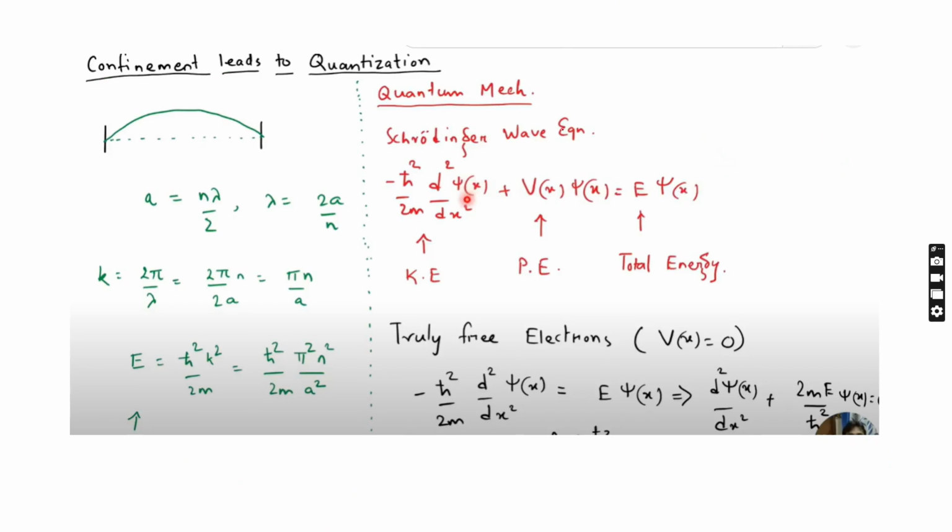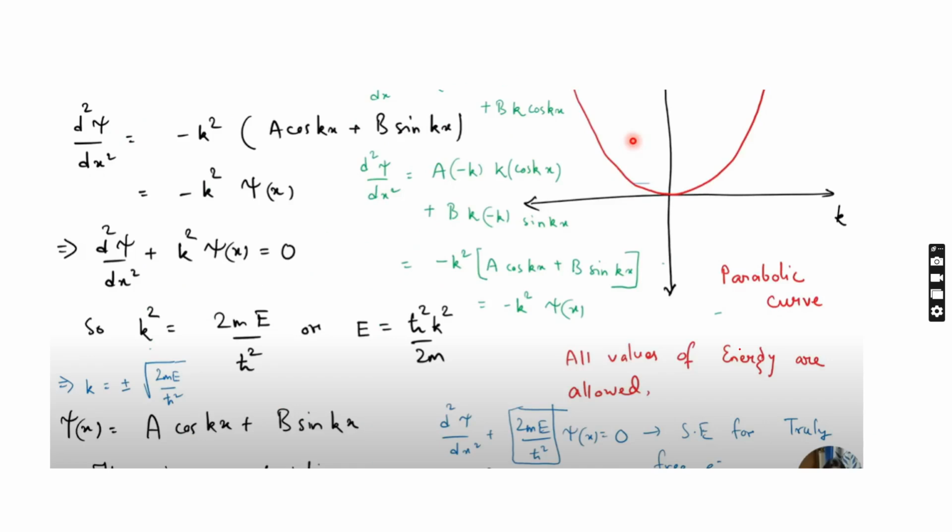Now we know the Schrodinger wave equation: minus h cross square by 2m d square psi of x by dx square plus V of x psi of x is equal to E psi of x. Here this will be the kinetic energy term, V will be the potential energy, and E will be the total energy. Now we consider the truly free electron case, where the potential will be 0. Then the Schrodinger equation becomes d square psi of x by dx square plus 2mE by h cross square psi of x equal to 0. Then we have to find the solution of this.